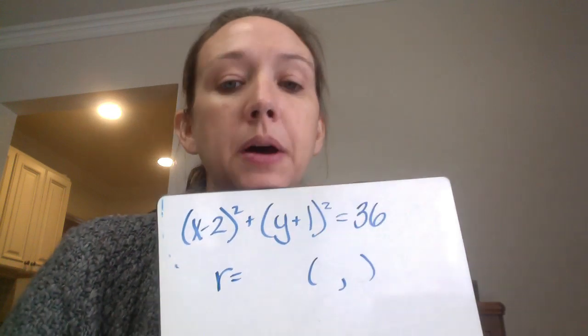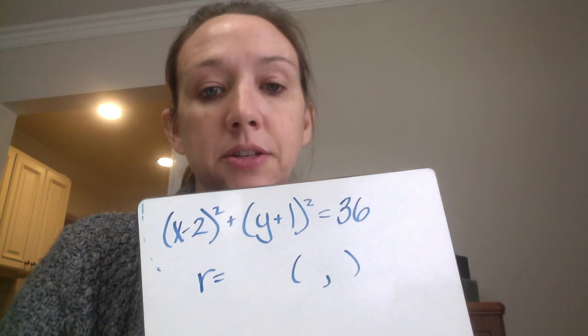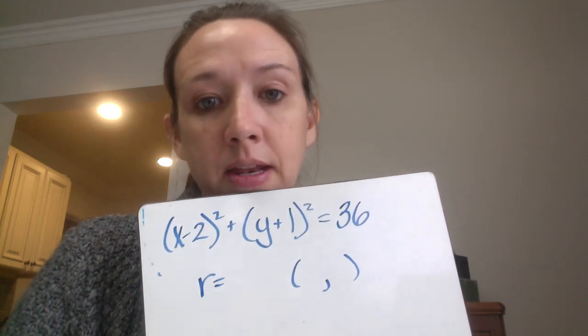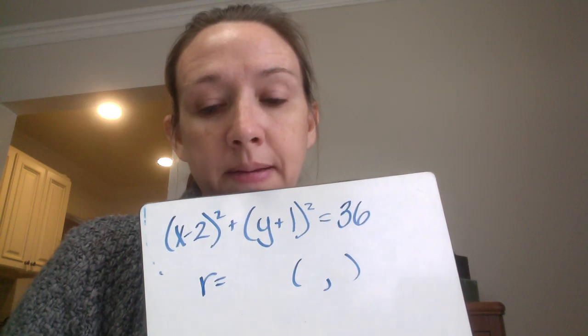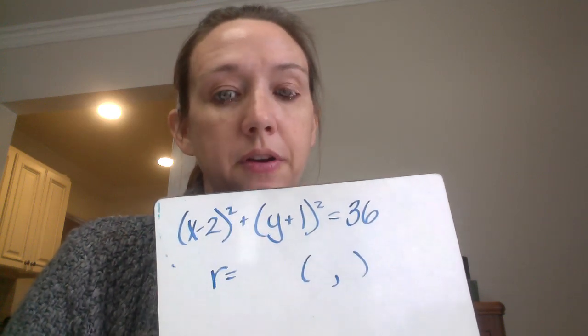So you're going to press pause. You're going to try to figure out what would be the radius, what would be the center. And then once you figured it out, you're going to press play and then check your answer, okay? So pause. Okay, are you ready for your answers?